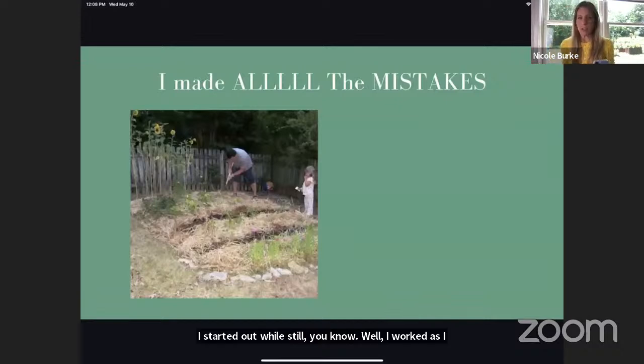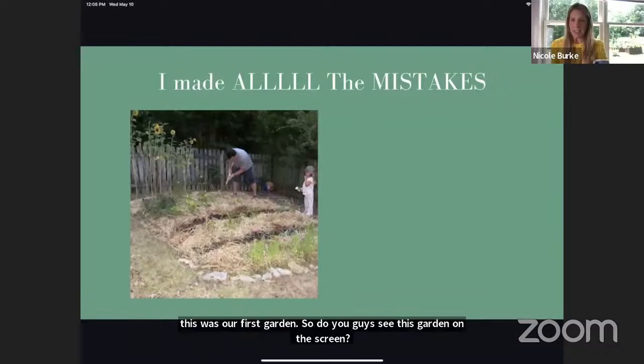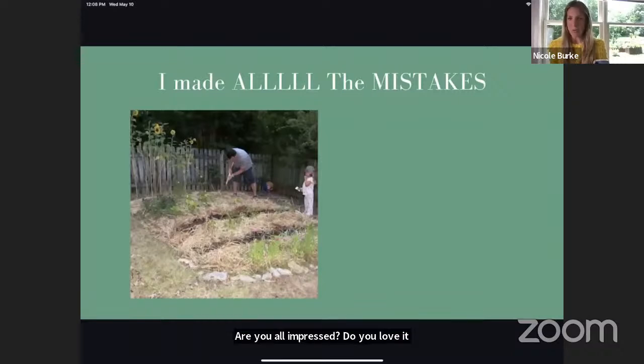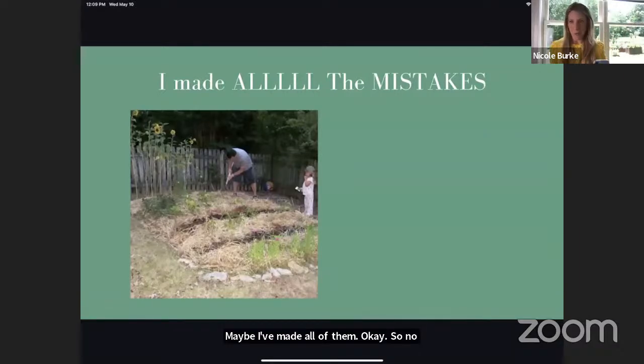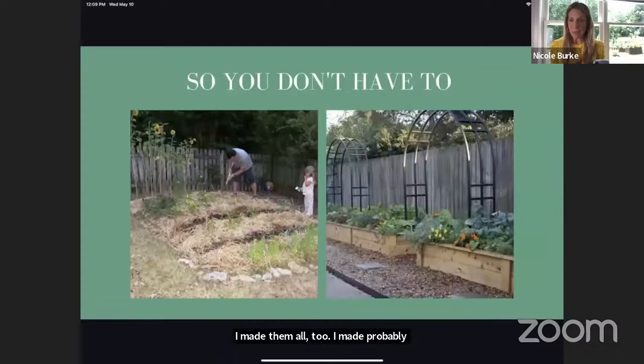And this was our first garden. Do you guys see this garden on the screen? Are y'all impressed? Do you love it? Do you want to learn how to garden from me? I don't think so if I had stuck there, right? If you've made a few mistakes, raise your hand if you feel like you made a few mistakes in the garden. Just a few, maybe. I've made all of them, okay? So no shame here. It's not your fault. I made them all too. I made probably way more than you have, but I made them so you don't have to.